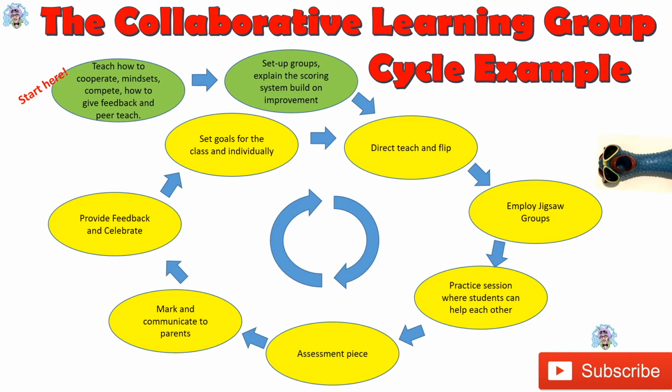And I like to implement my collaborative learning groups by, first of all, teaching the students how to cooperate, also what a growth mindset is and how they can use it in the class, also how they can compete against each other well, and how to give feedback and peer teach. Then I go ahead and set up the groups for the leader and team members. I also explain the scoring system and how it's built on improvement. It's not about getting the higher score, but it's about improving the most. Then I go ahead and set up lessons where I direct teach. I flip content through the use of video. I then employ jigsaw groups.